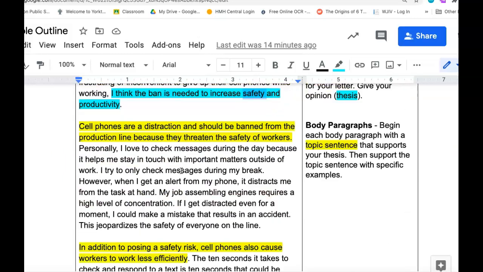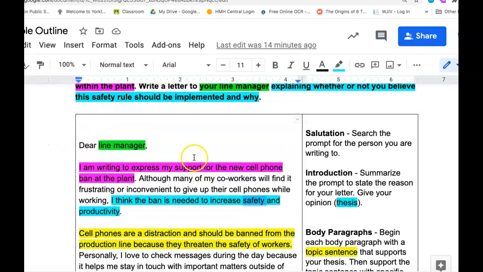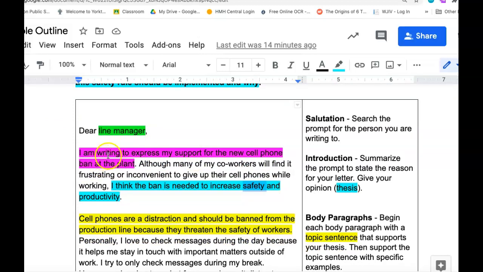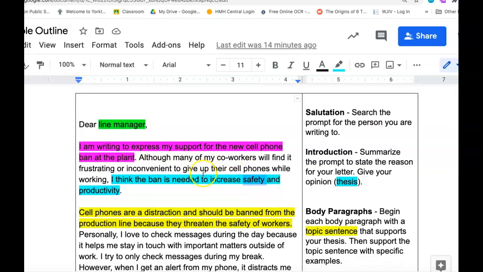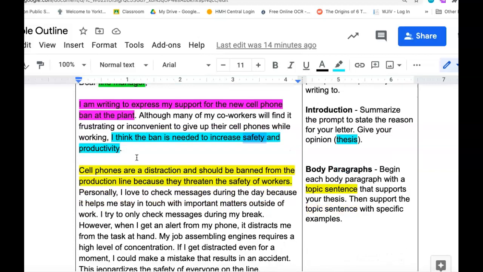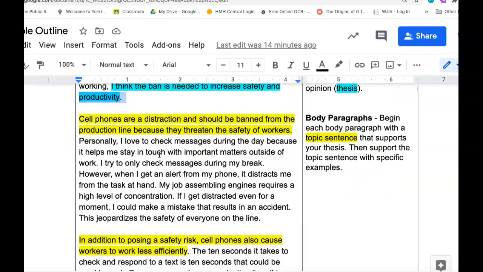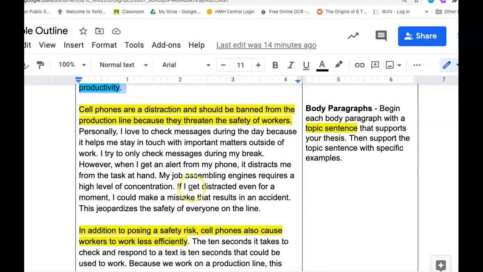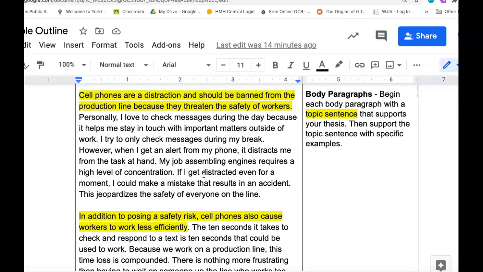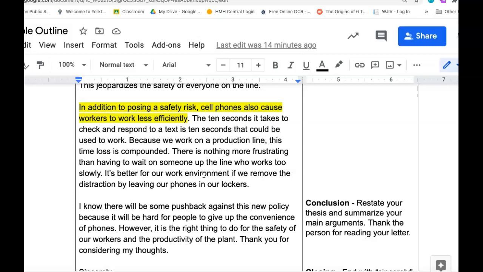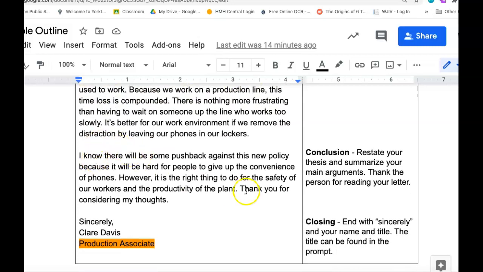So just to review, we start with a salutation. We have an introduction paragraph where we state our position and then also give some background on the topic. We do a little bit of a preview about what the 2 issues are going to be, in this case, safety and productivity. We have 2 body paragraphs that each start with a topic sentence and then give concrete examples to back up those examples. Then we have that conclusion that kind of summarizes everything up, and then we end with a closing.